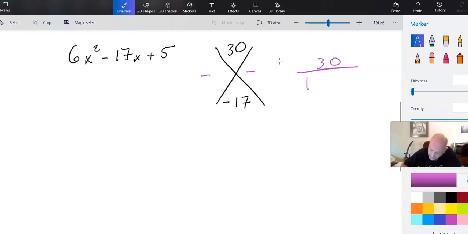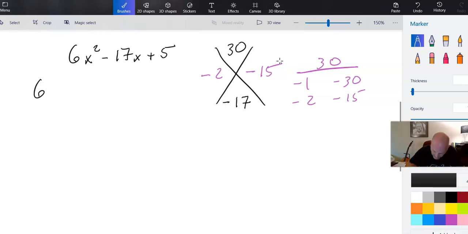So let's see. -1, -30, that definitely doesn't add up to -17. -2, -15. Hey, that adds up to -17. We got the winners here. So it's -2, -15. So that means we're going to rewrite our middle term as -2x minus 15x. So we get 6x squared minus 2x minus 15x plus 5.